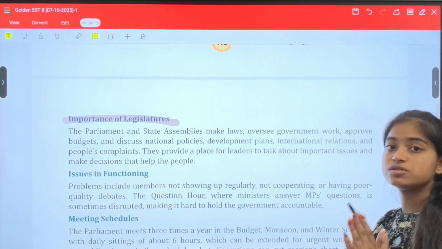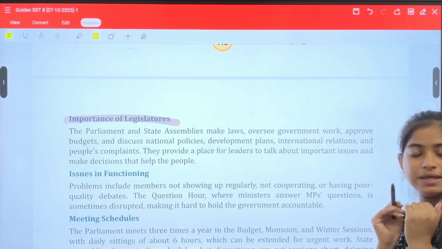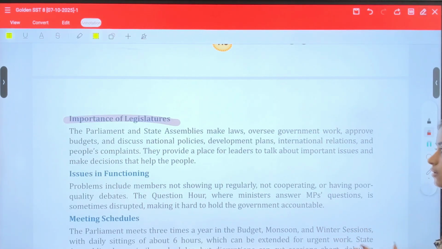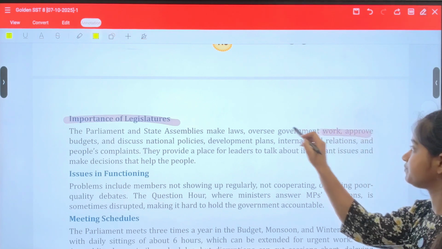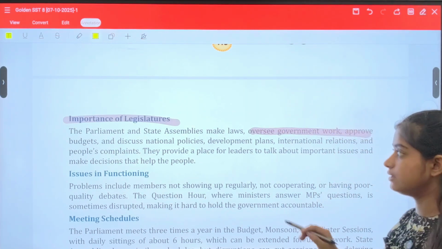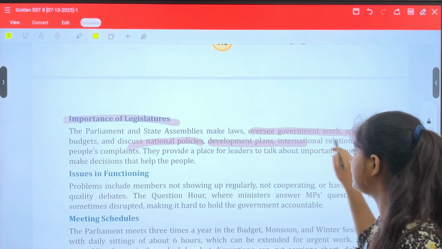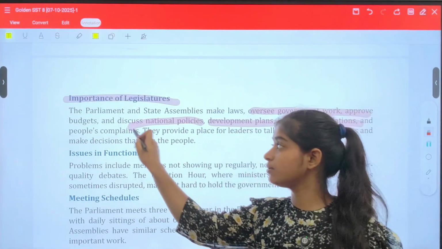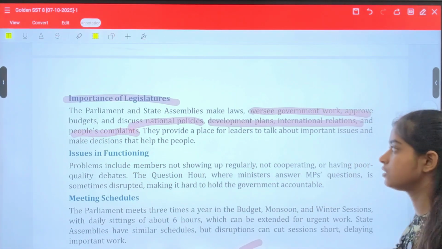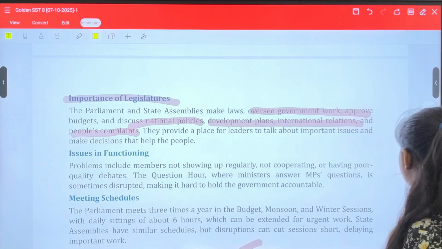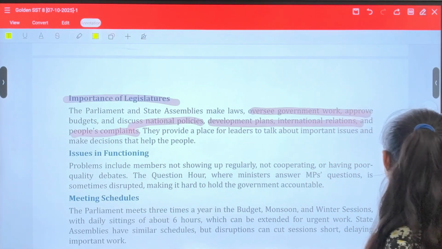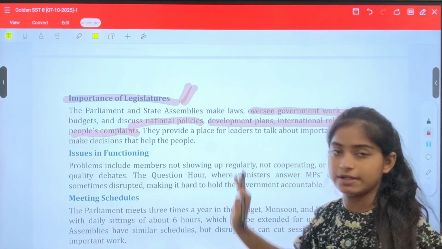They have to make laws, which is a very important part of making any country function properly. They approve the budget, discuss national policies, development plans, international relations, and people's complaints on the basis of rules. This can affect the entire government. So this is first of all the importance of legislatures.